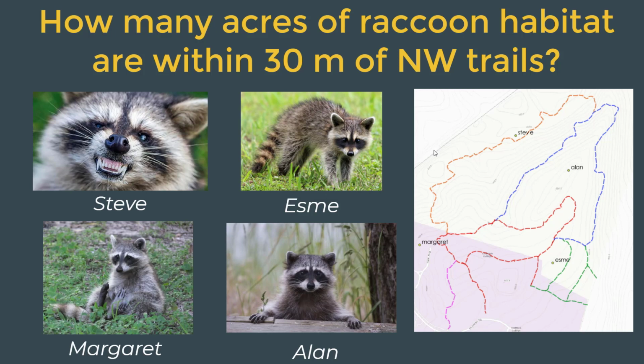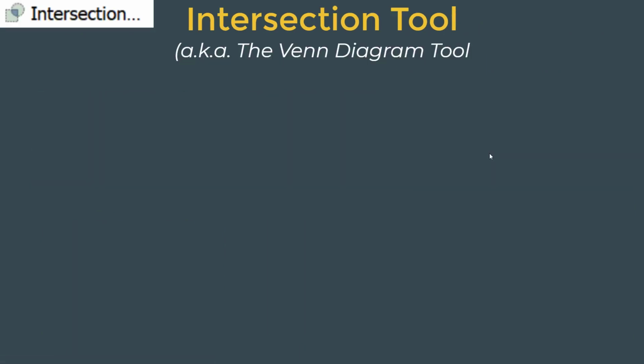Continuing from where we left off in the previous video, we are going to be looking at where raccoon habitat on Skidmore's Northwoods overlaps with our popular Northwoods hiking trails. So we created buffers around our points and our roads. Our next step is to intersect those buffers using the intersection tool.